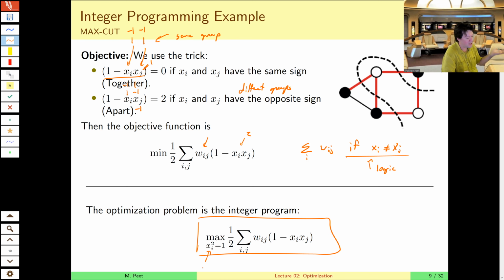Now, just because it has a very simple formulation doesn't mean it's an easy problem. In fact, max cut is NP hard, which we'll talk about later, which means it's very hard to solve for large scale problems. So despite the fact that we can formulate the problem, it doesn't necessarily mean we can solve it.